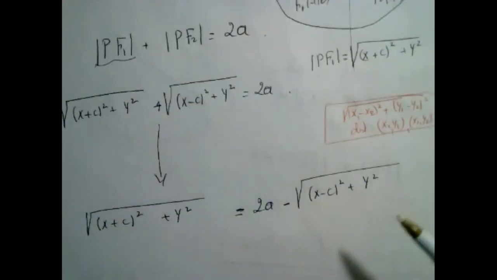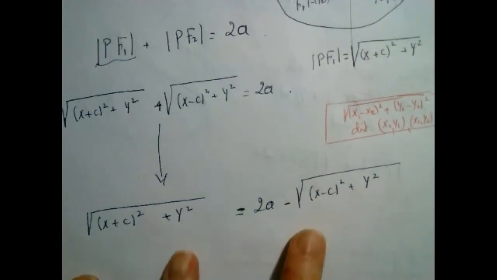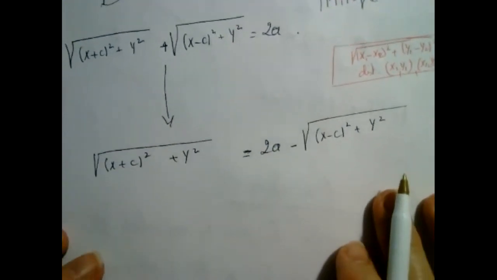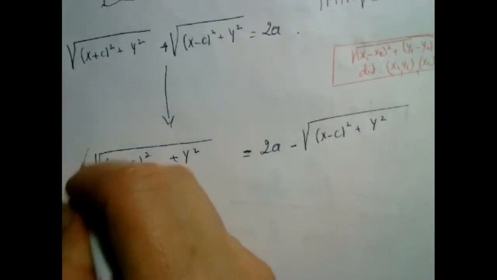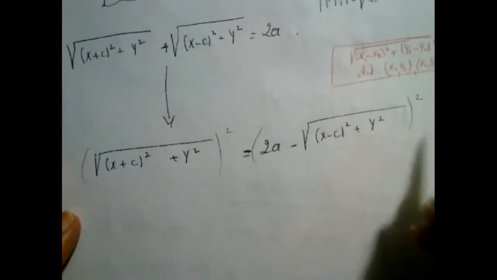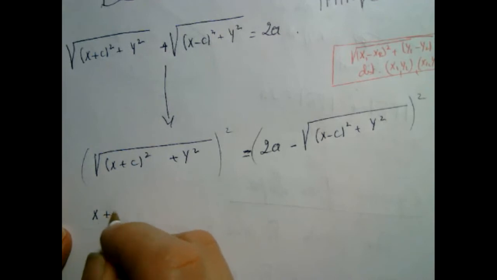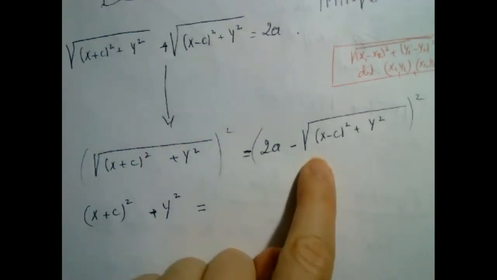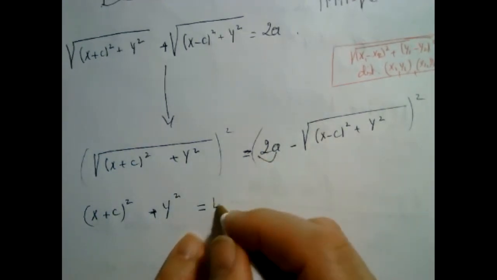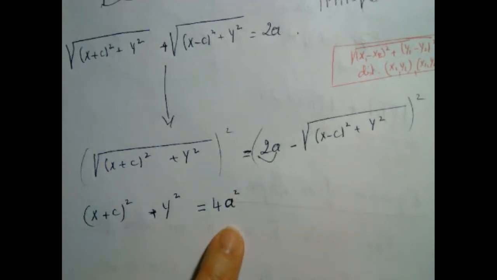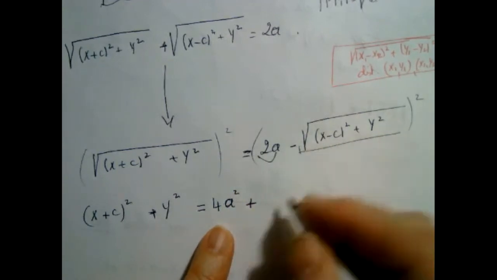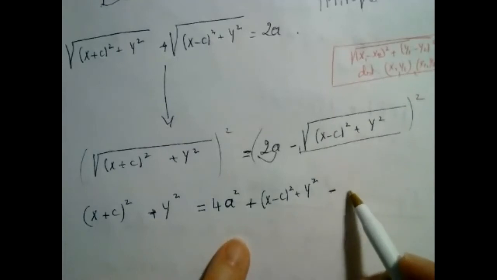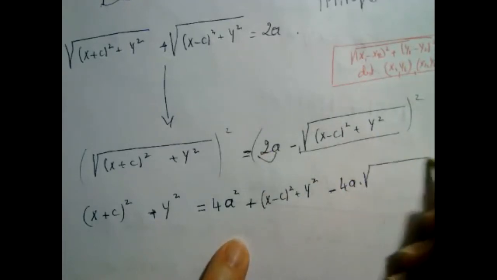So the idea is, what is the relationship between x and y? That's already a relationship, but it's really an awful one. Nobody can memorize it. So we're going to make it much simpler. I move this, and then I'm going to square both sides. When I square this term, I get x plus c squared plus y squared. I'm going to square this term: 2a squared is 4a squared, plus this term squared, minus 2 times 2a, which is 4a, times the square root of that.